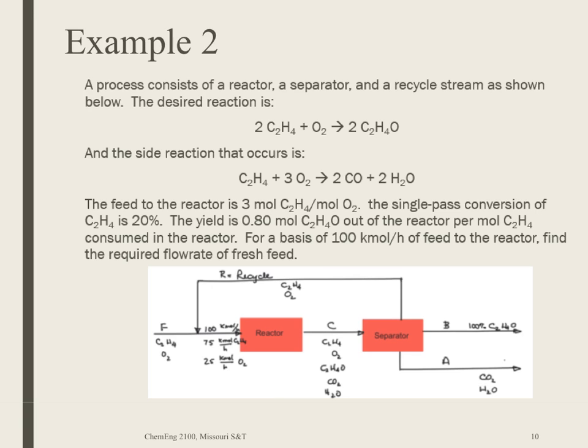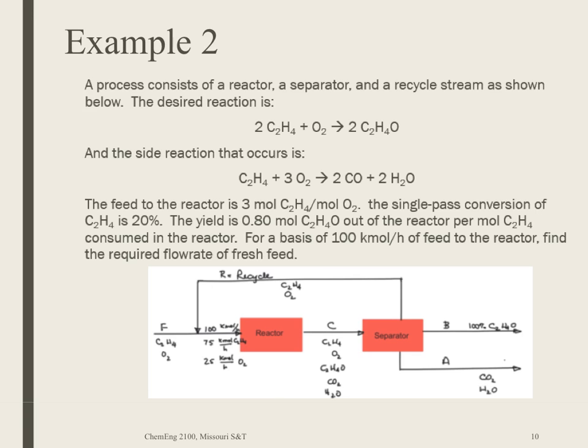Now, in this case, the feed to the reactor, so specifically to the reactor, is going to be 3 moles of C2H4 per mole of oxygen. The single pass conversion of C2H4 will be 20%. The yield for this needs to be 80% of C2H4, or 0.8 moles of C2H4O out of the reactor, per mole of C2H4 consumed in the reactor. So this is specifically in the reactor, not the overall process.